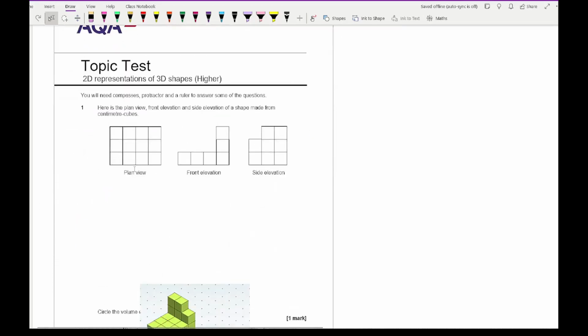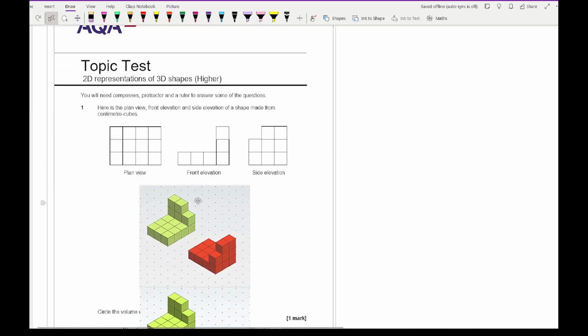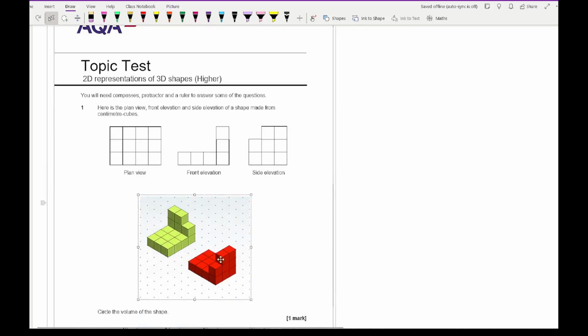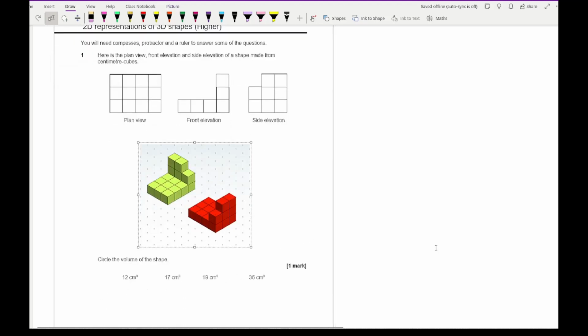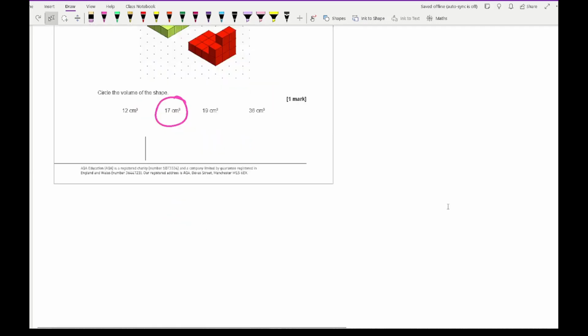Now looking at question 1, it says here is a plan view, front elevation and side elevation of a shape that's made from centimeter cubes. Now what's important is you understand what the shape actually looks like. And what this shape looks like is going to look like something like this. Now you have been given some space to actually sketch the shape, and hopefully by sketching or by just visualizing you should have the correct answer, which is going to be 17 centimeter cubes. So let me just get a pen rather than a rubber. And so that there would be the correct answer.